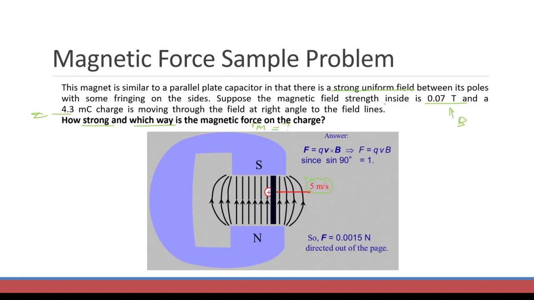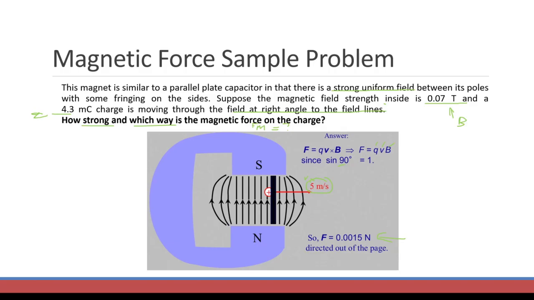We're told that the charge is moving through the field at a right angle to the field lines, and so we have our theta as well. In F equals QVB sine theta, we have QVB and our sine of 90, which turns out to be 1. So we just have F equals QVB, and we have all those values. We plug them in and get F equals 0.0015 newtons.